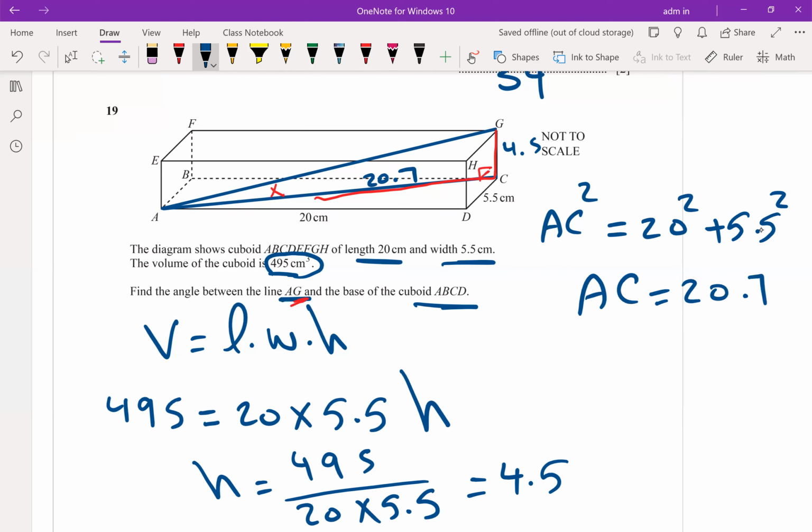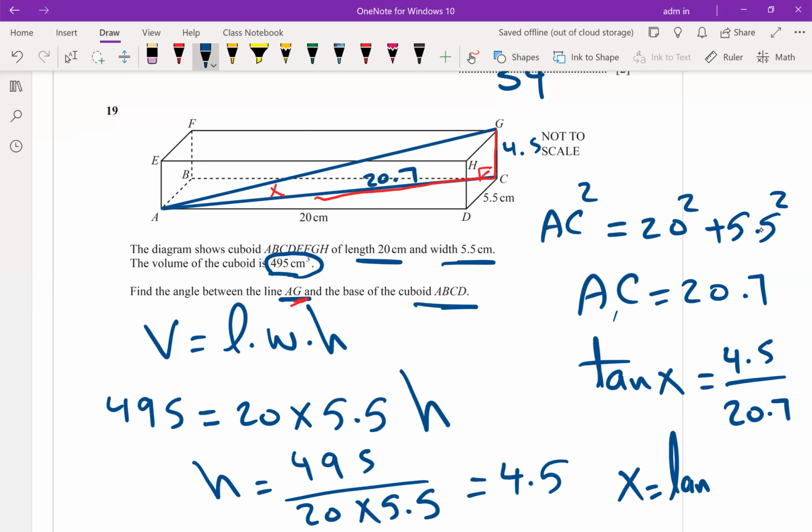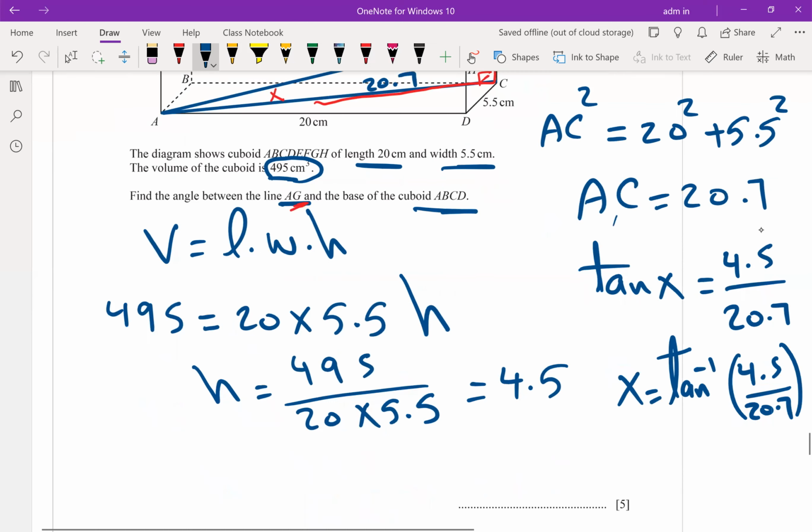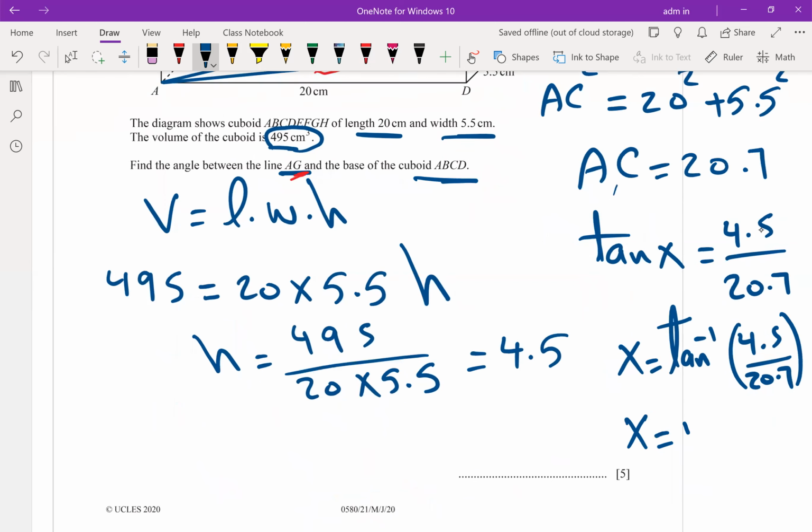Which trigonometric ratio can we use to get X? Tan. Tan X equals opposite, which is 4.5, over adjacent, which is 20.7. So X equals tan inverse of 4.5 divided by 20.7. Give me the final answer. 12.3 degrees.